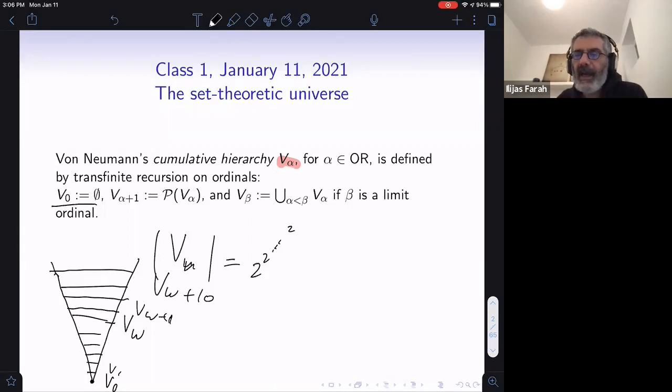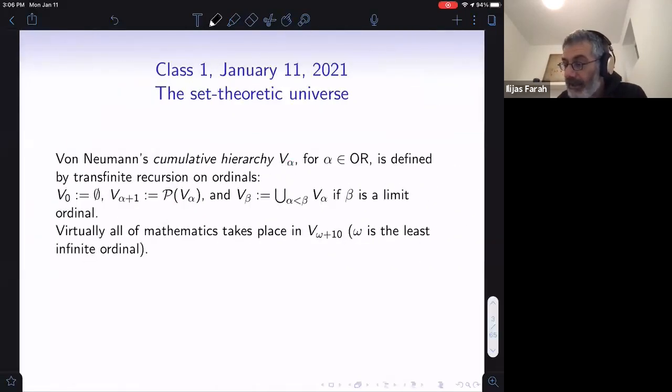If you're doing something outside, you're either a set theorist or category theorist, or using non-trivially one of those two subjects. Now, what that means is really that if you look at this big set, and these ordinals go quite high, basically everything is happening right here. So you may wonder why bother introducing all this, if apparently you don't need it.